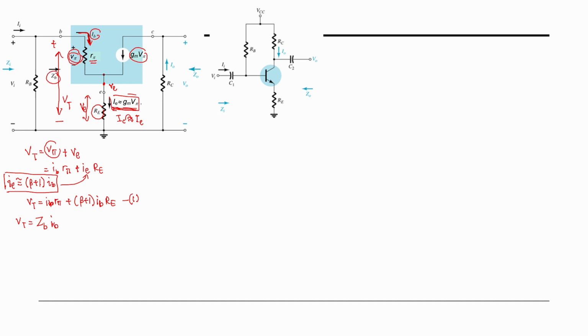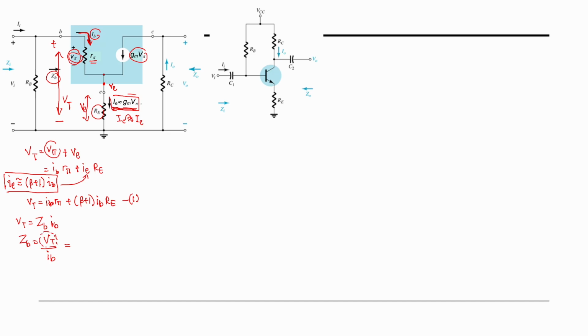ZB IB. And from here, can we find the value of ZB? Yes, right? So ZB is equal to what? VT over IB. Alright? Okay, clear, yeah? So next, what is our VT? This is our VT that we have calculated earlier.